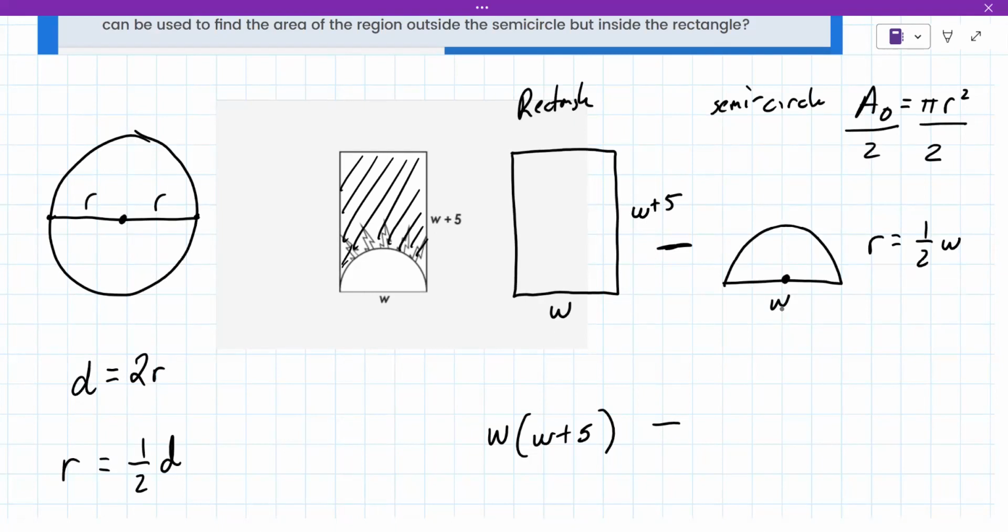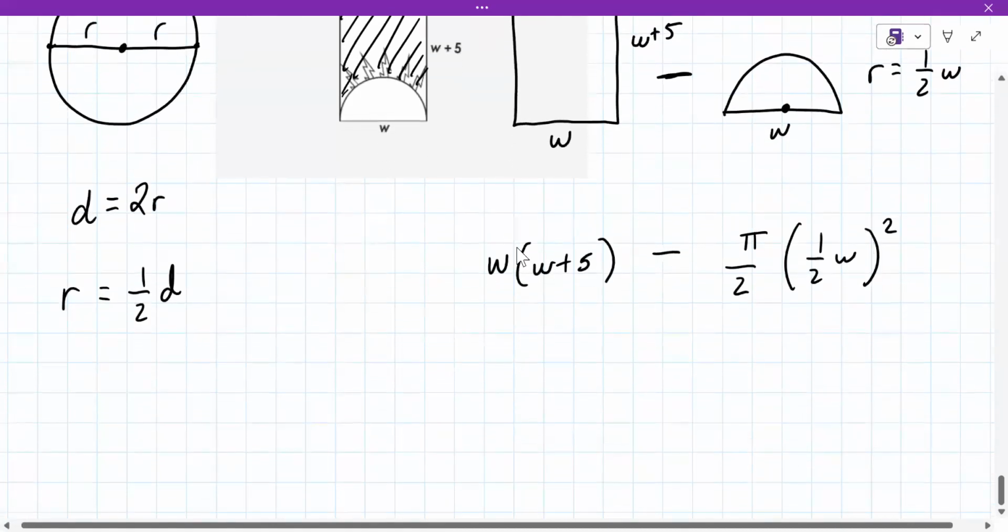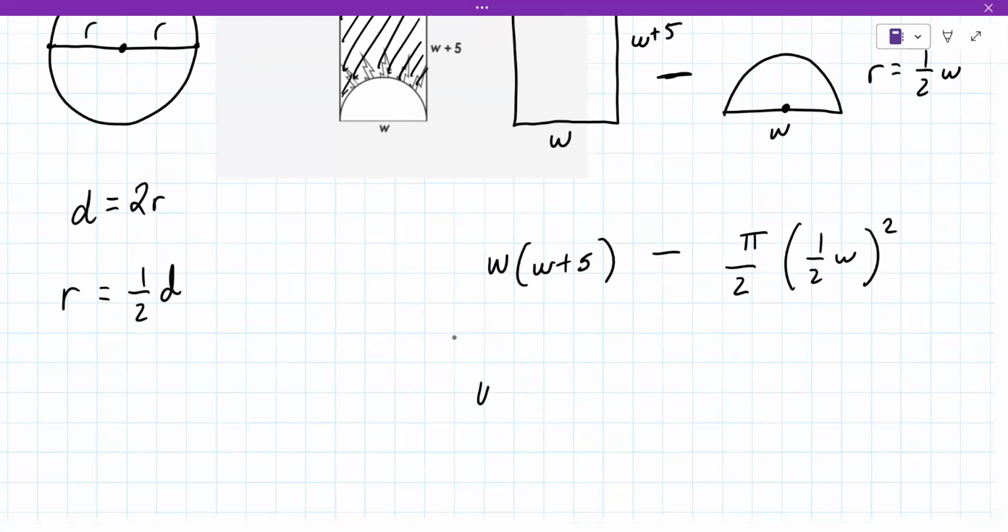The way this works now is you put that into the radius, 1/2 W squared. I'm using this formula up here, putting 1/2 W in for r. Give me a little help here: multiply W times W and W times 5, what does that become? W squared plus 5W. Good.